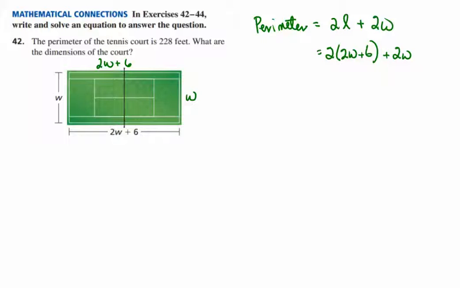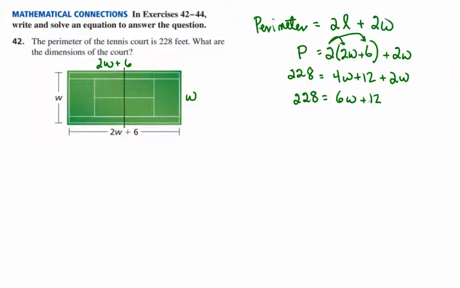From this we know how to solve. We say that this is the perimeter, and it's going to equal, distributing, 4W plus 12 plus 2W, and we know that the perimeter has to equal 228 feet. So now we have an equation. We can simplify on the right side to get 6W plus 12. On the left side, still 228.